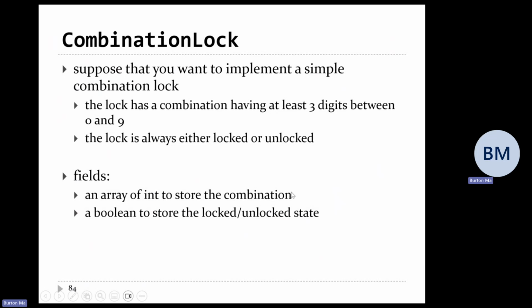Right, so if you wanted to implement something like this in Java, one way to do it would be to create an array of ints to store the combination. If you've got 4 wheels on your combination lock, you would have an array of length 4. It's a lock, so it can be in one of 2 states. It's either unlocked or locked. So you might want a Boolean field to indicate the state of the lock.